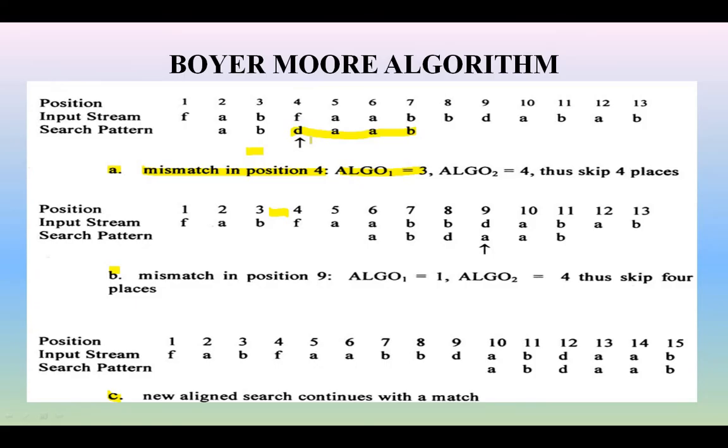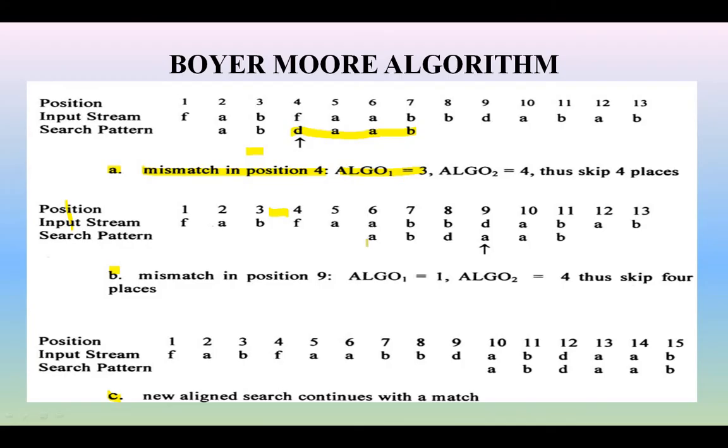So you skip 4 places. From 4 to here you have to skip. Already you started at the second position. From the second to 4 position you have to go, that is nothing but 1 2 3 4. You have to start from the sixth position in the second step.